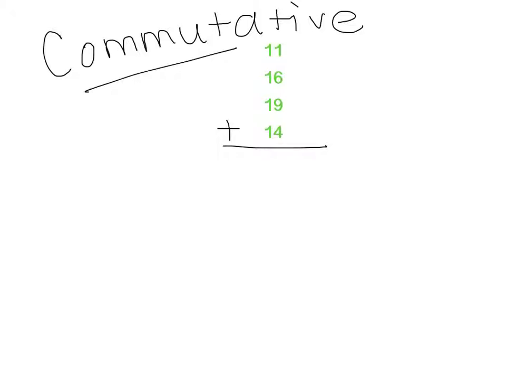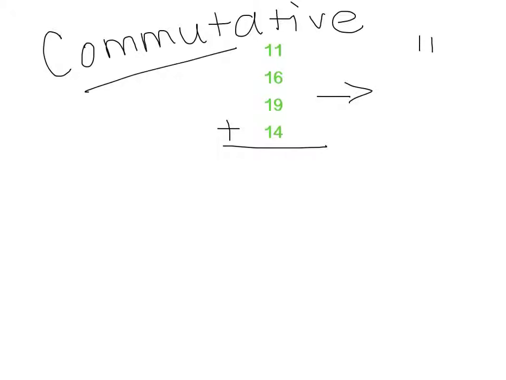So let's review just one more time. Look at the commutative property. The commutative property, again, says that I can add 2 or more numbers in any order and get the same sum. Okay, so I'm going to take these 4 numbers and I'm going to put them in a different order. Okay, I'm going to move them and put them into this order.